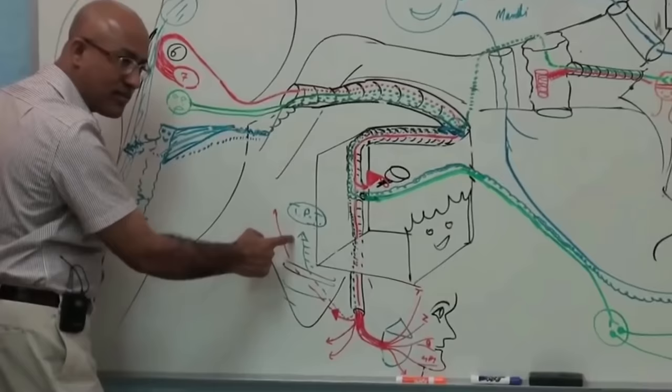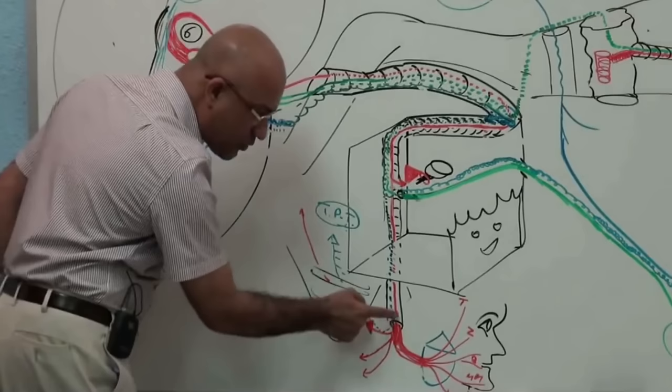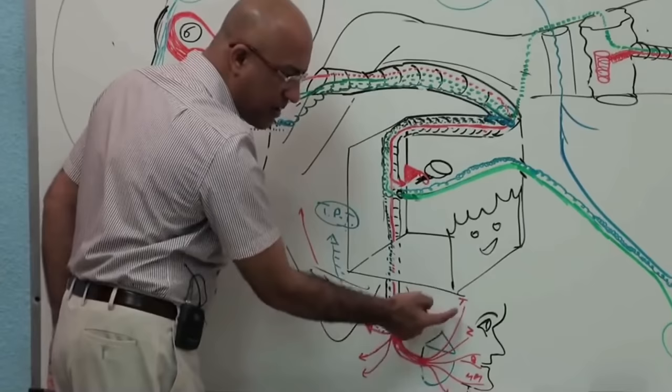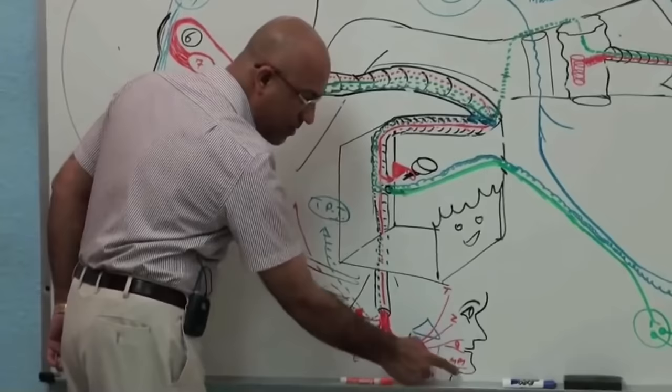External ear sensation, touch, pain and temperature. Then these fibers give little branches to the posterior belly of digastric and stylohyoid. And then the main facial nerve proper enters into which gland? Parotid gland. And from the parotid gland, they divide into which branches? Temporal, then zygomatic, buccal, then marginal mandibular and cervical. For muscles of facial expression and platysma.